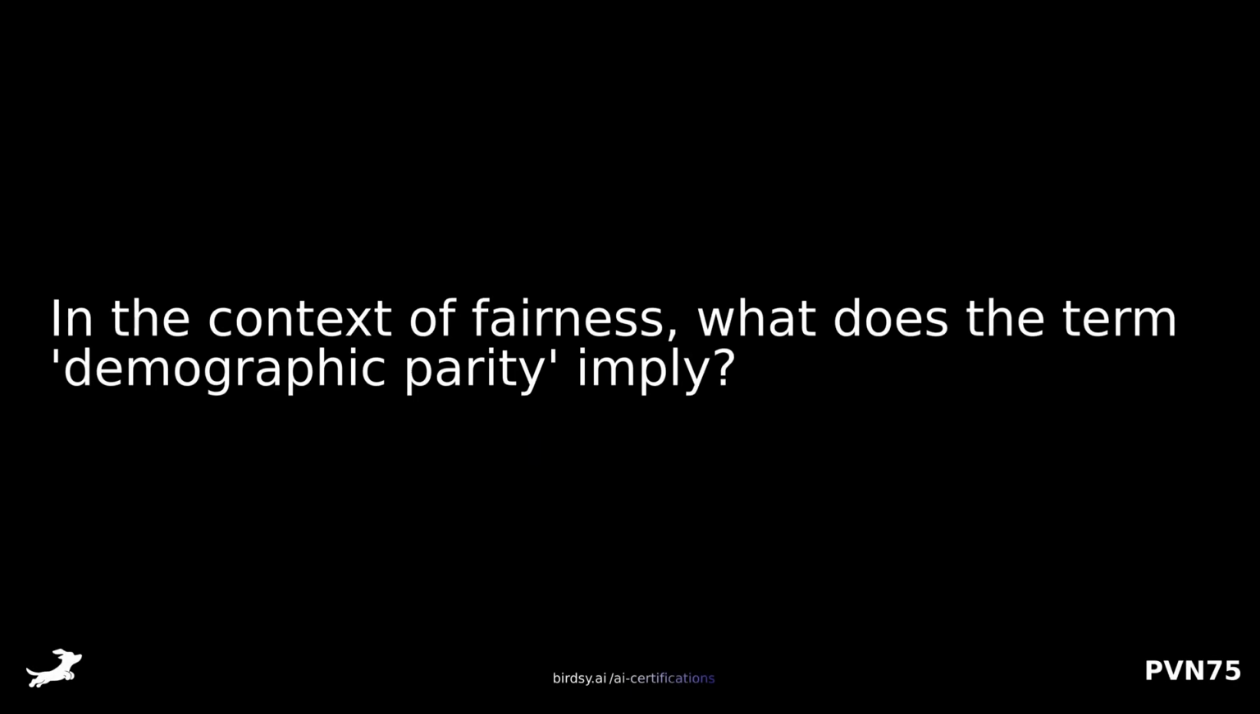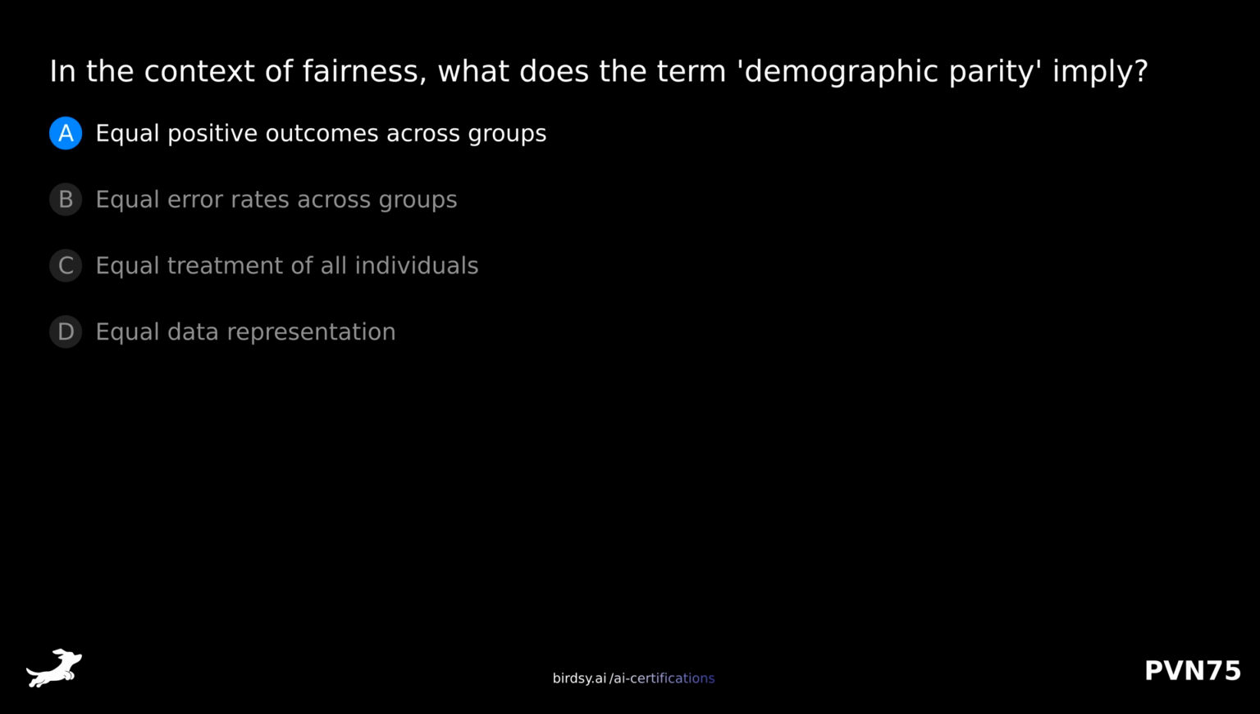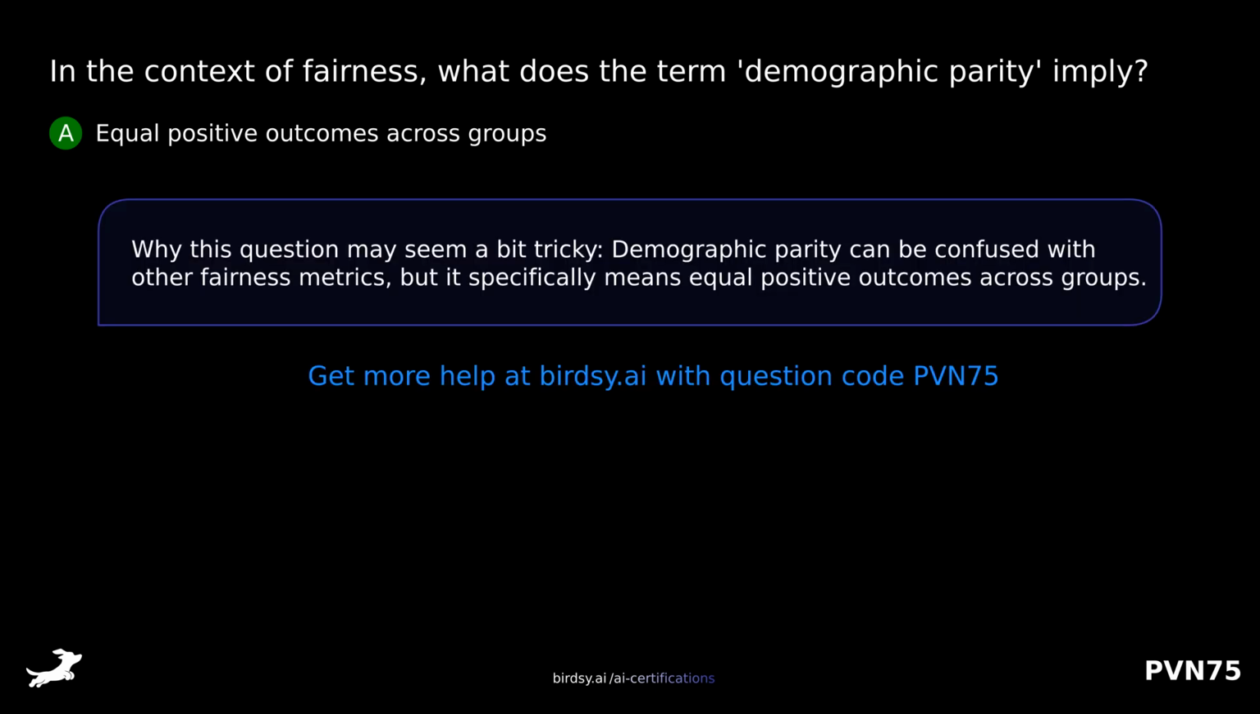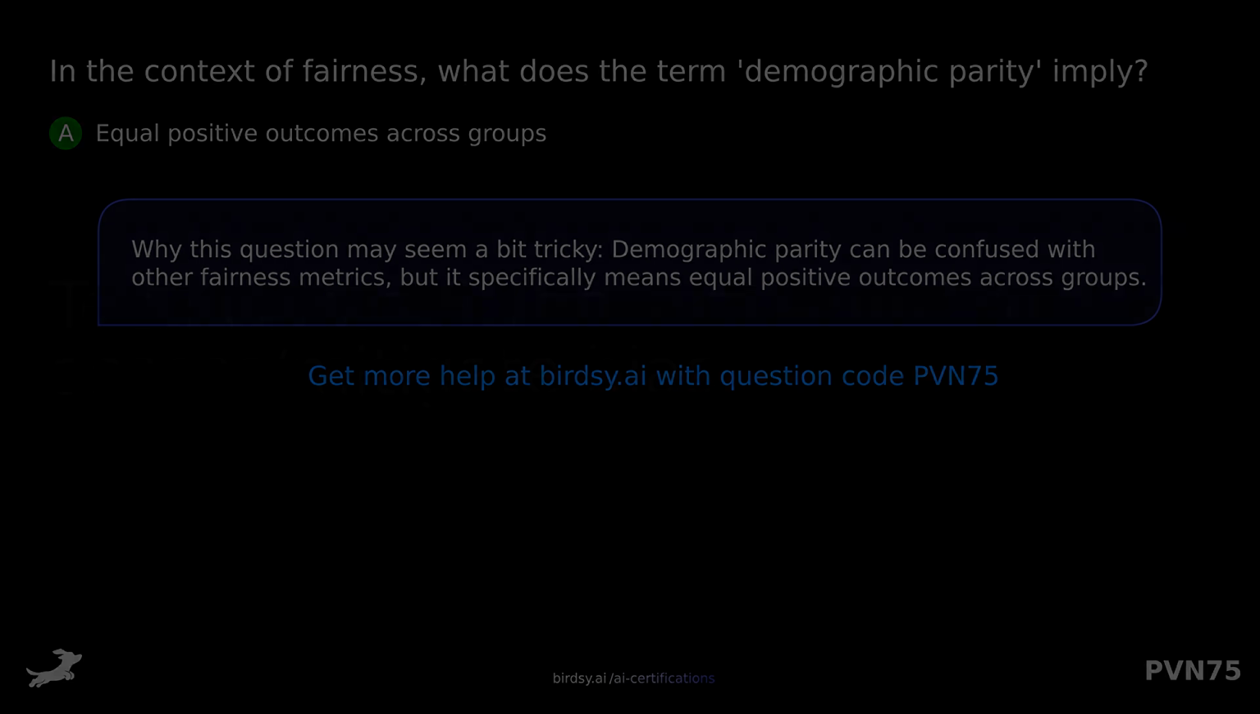In the context of fairness, what does the term demographic parity imply? Is it A, equal positive outcomes across groups, B, equal error rates across groups, C, equal treatment of all individuals, or D, equal data representation? The answer is A, equal positive outcomes across groups. Why this question may seem a bit tricky: demographic parity can be confused with other fairness metrics, but it specifically means equal positive outcomes across groups.